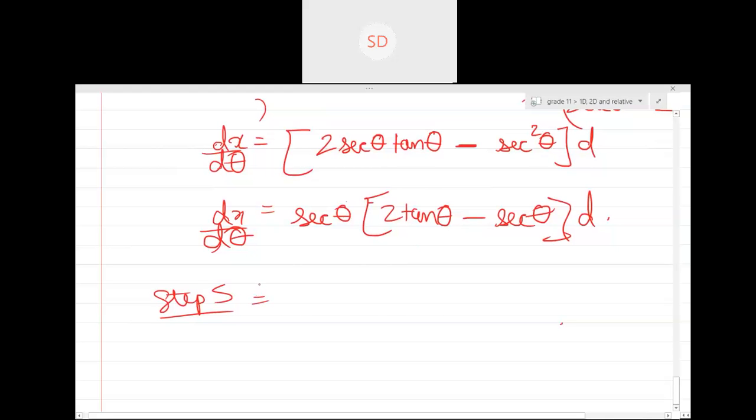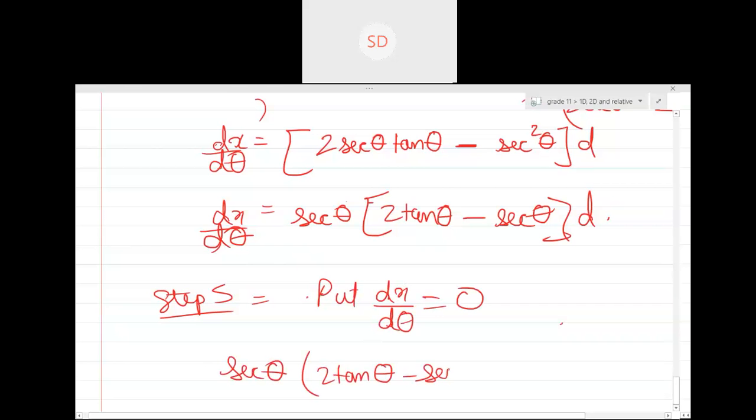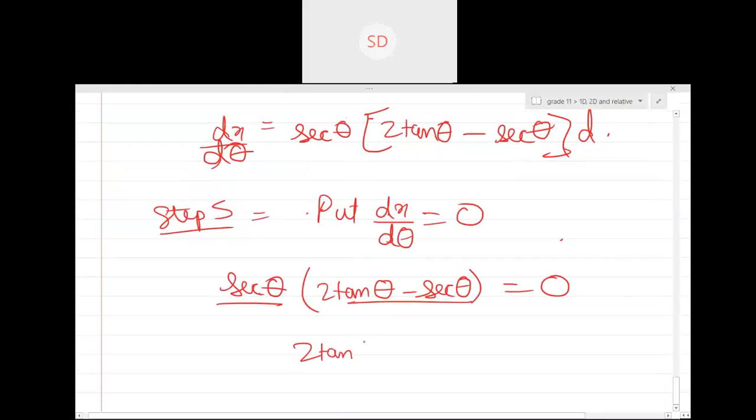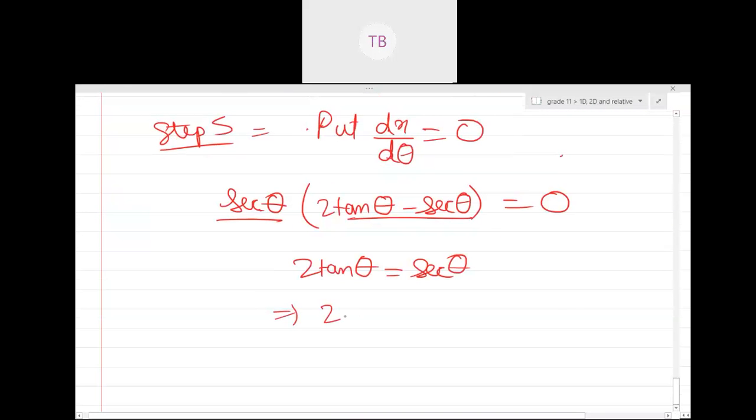But no problem. I will take maxima minima separately, then will take this question again. Okay, sec theta (2 tan theta minus sec theta). And what will step 5 be? Step 5: put dx by d theta, which you found out in step 4, equal to 0. When you put that equal to 0, sec theta into (2 tan theta minus sec theta) is equal to 0. So either this is 0 or this is 0. This can't be 0. So hence 2 tan theta is equal to sec theta. And finally, look here, 2 into tan theta I can write as sin theta upon cos theta.